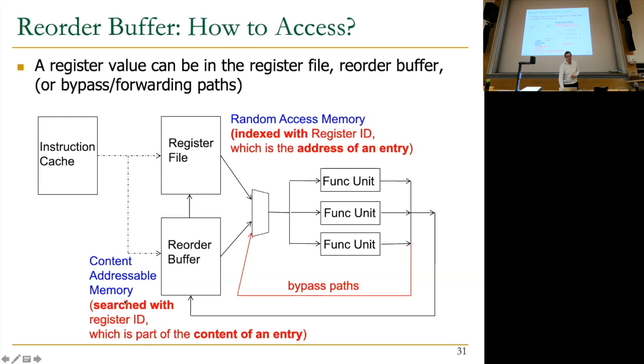So we need to search the reorder buffer with the register ID, which is part of the content of an entry. That's why this is called content addressable. The address that is actually with the instructions that are ordered is not what you're searching the reorder buffer with. You're really searching it with some other key, and you're trying to find whether that key matches some content in each of the entries.